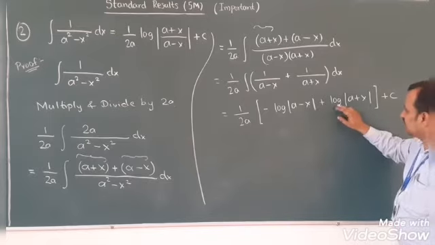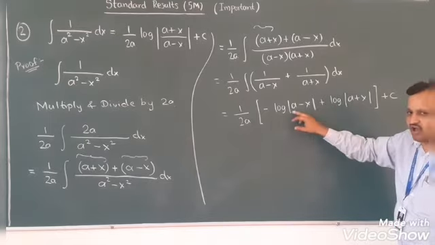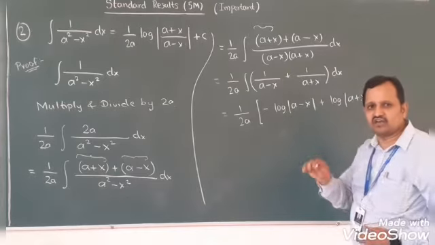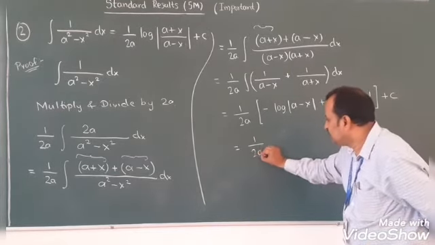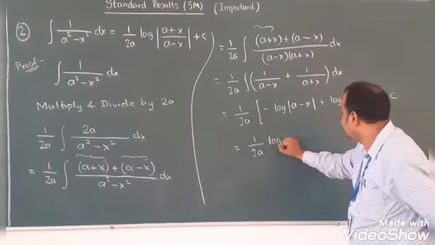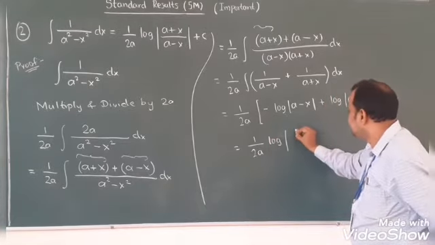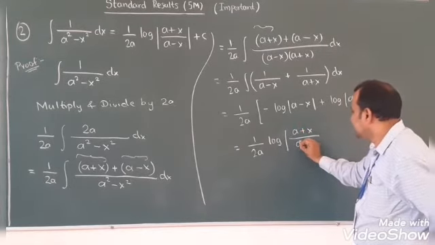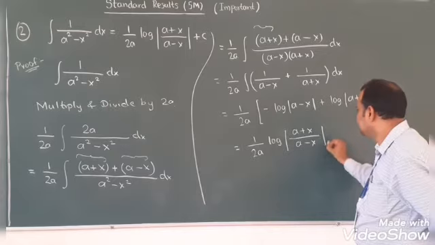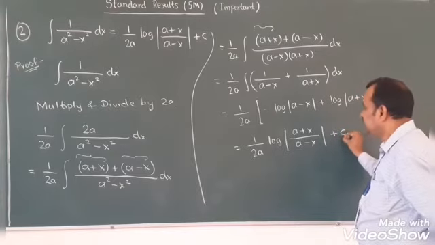It is something like log a minus log b, we can write as log of a by b. So this we can write as 1 by 2a log of a by b, so a is a plus x divided by a minus x, plus c. So this only we have to prove.